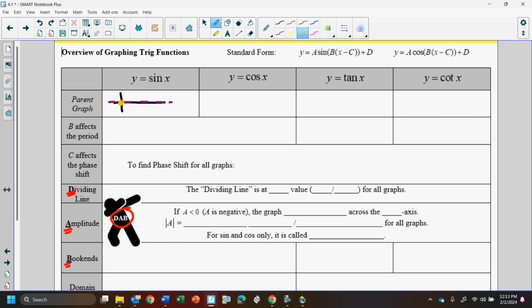The next point goes up above the dividing line. The reason it goes up is because sine is normally positive, so it goes up first. Does that make sense? Your next point will be like up here. Cool. My third point goes back to your dividing line.